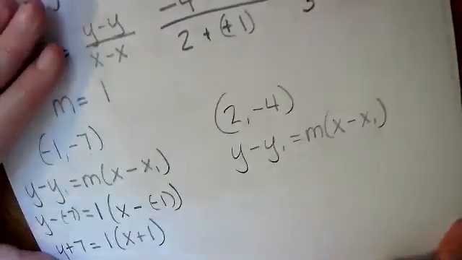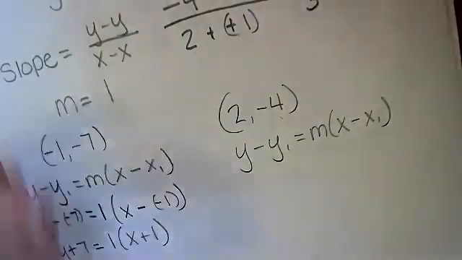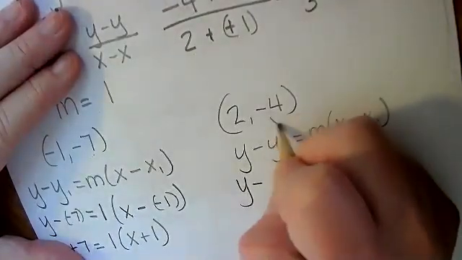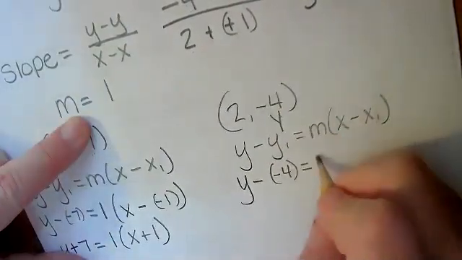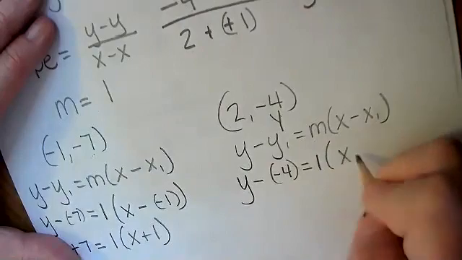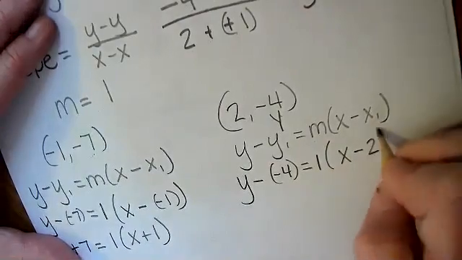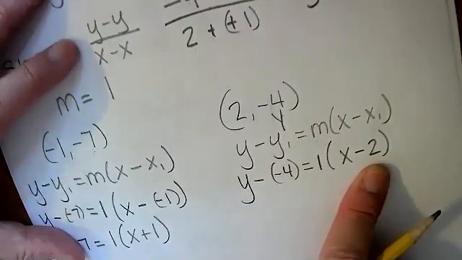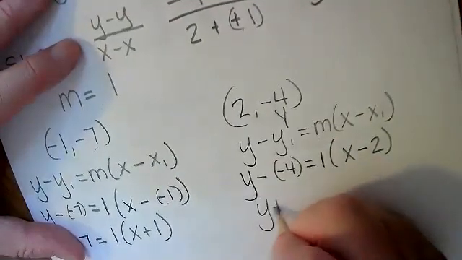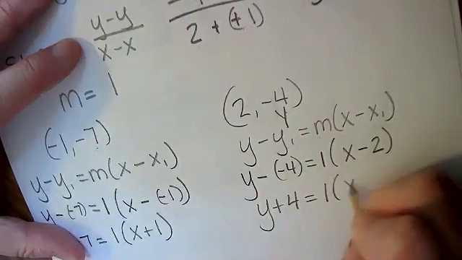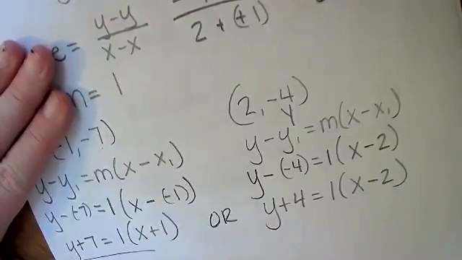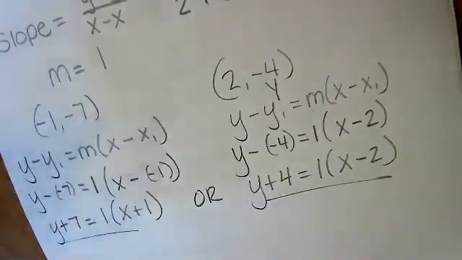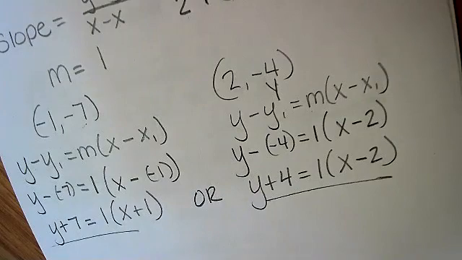Okay, we're going to do the same thing except with these coordinates. So y minus, here's my y value, -4, equals m, I already know my m is 1, and then x minus my x coordinate of 2. And it's a positive 2, so I can leave it just like that. Keep, change, change. Here it is. Guess what? You can have this equation or this equation. It's your choice.